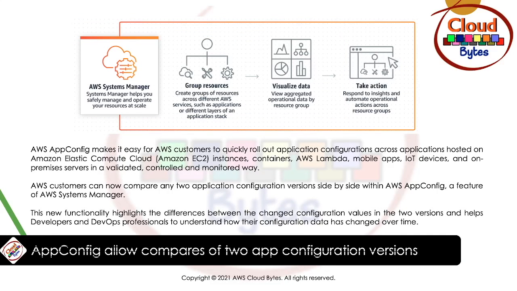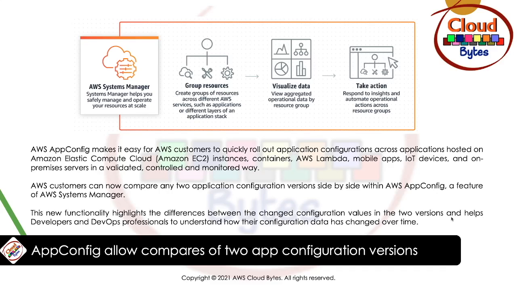The next news headline is coming from AppConfig. AppConfig compares two app configuration versions. AWS AppConfig makes it easy for AWS customers to quickly roll out application configurations across applications hosted on Amazon EC2 instances, containers, AWS Lambda, mobile apps, IoT devices, and on-premises servers in a validated, controlled, and monitored way.